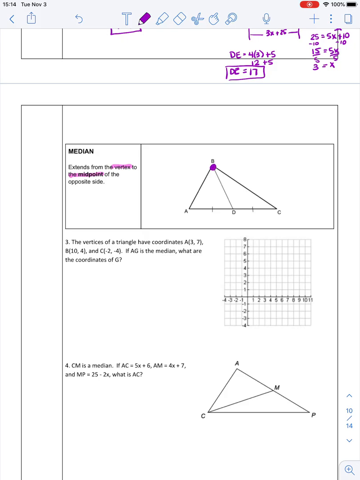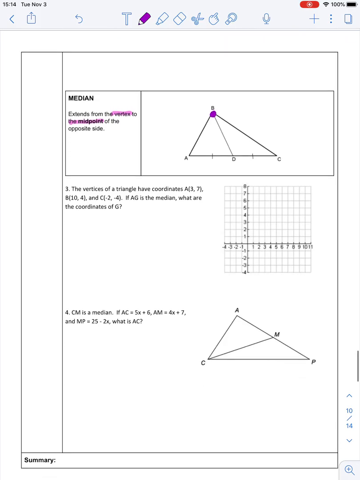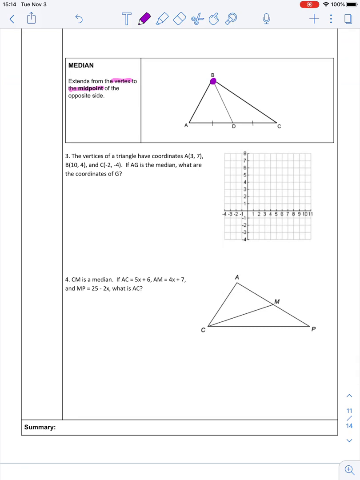So it extends from the vertex at B, for instance, and then it goes to the middle of the opposite side and splits AC into 2 congruent pieces. So the median always extends from the vertex, and there are actually 3 medians. You have one drawn here, but I could also find the midpoint of BC and connect A. That's a median also. And then I could also find the midpoint of AB and connect it to C.